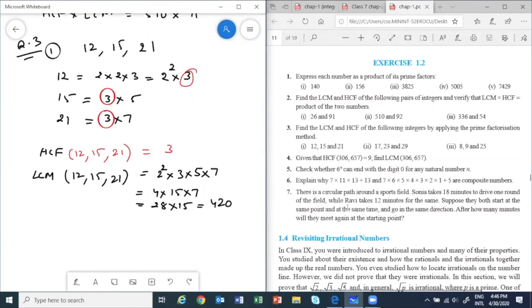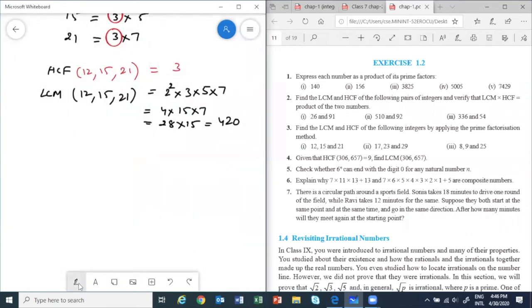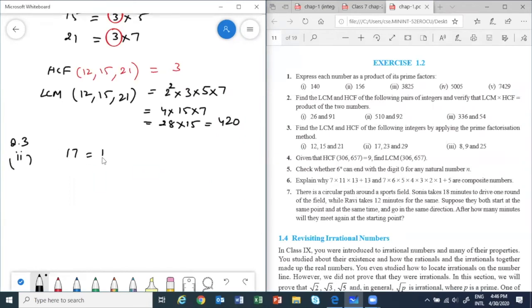Okay, let's do second part. Wait, let's do question number 3, second part. All of you try. I want all of you to try. See, all are prime numbers. So 17, I can just write 17 as 1 into 17, correct? Now 23, again a prime number. So I can just write it as 1 into 23. What about 29, is also prime, no? So 29 is 1 into 29.